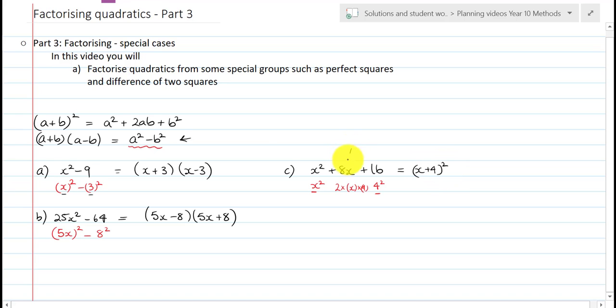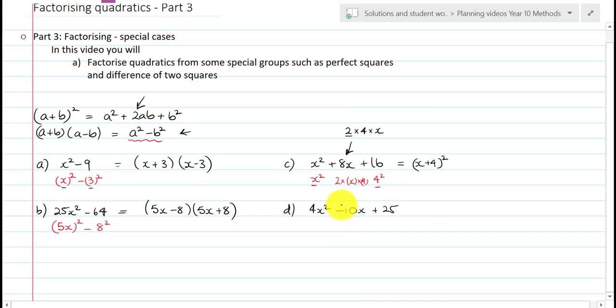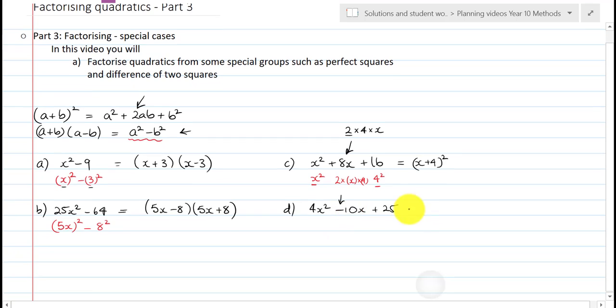And it's really important here that we recognise that there has to be a 2, which comes from there, and then it's ab, which in this case is 4 and x. And so we get that 8x. They're a little bit harder to spot, these ones, but it's still an important rule that can help you. And the second case is 4x squared - 10x + 25. And this time I've just thrown a minus in here to show you the difference.